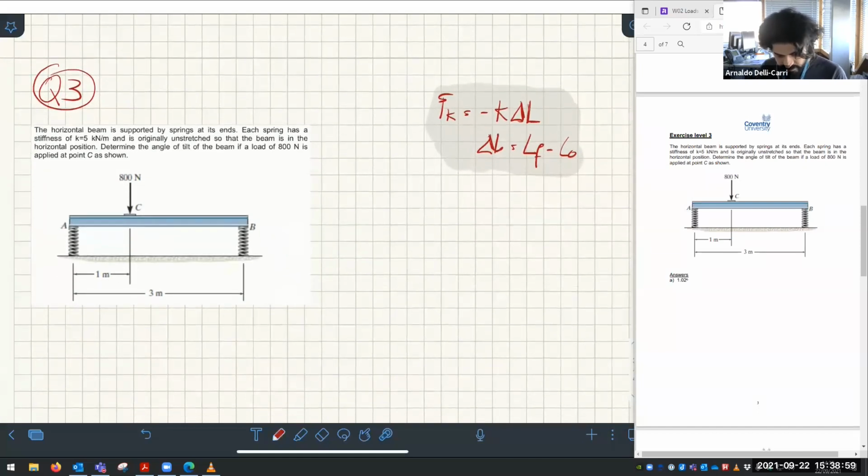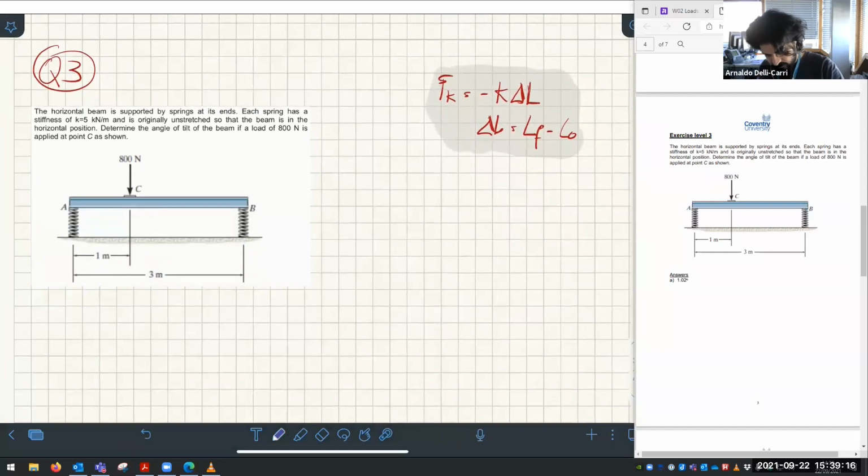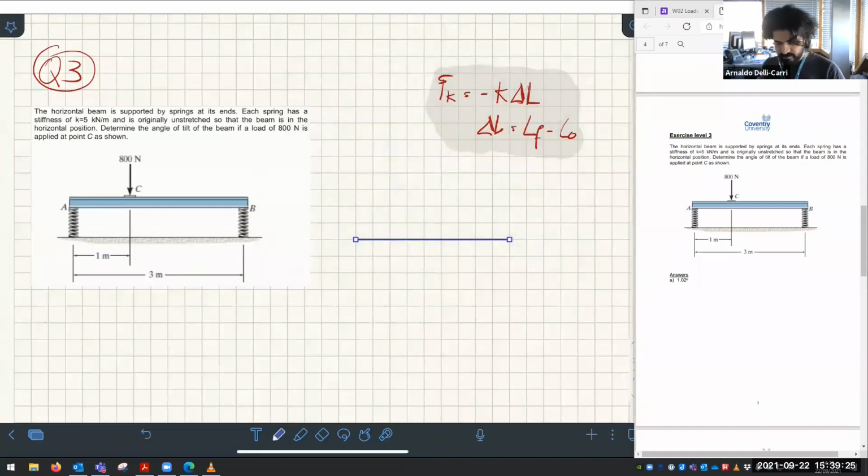So let's start by doing the free body diagram. What is the free body diagram that we need to do? Is the beam massive? Does it have mass? Doesn't seem like so. So how many forces are acting on this beam? Come on, how many forces? 3. Okay, that is correct.